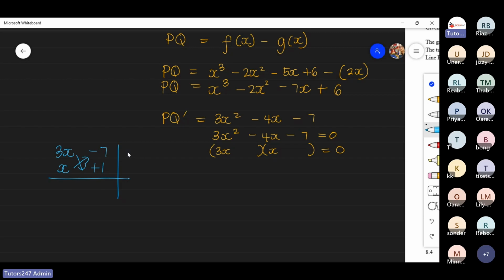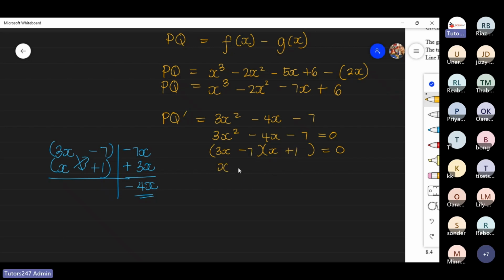X times -7, that gives us -7x. 3x times 1, that gives us +3x. If we add up -7x and +3x, we get -4x. And as you can see, that is what we need. So all we are now going to do is bracket it as per this. So these are our brackets. So it's going to be 3x minus 7 and x plus 1.